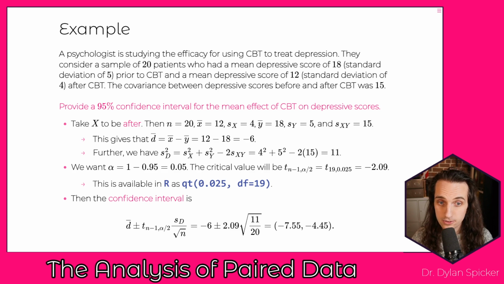And so then our confidence interval, we simply plug in d bar plus or minus our critical value times the standard error. Plug that in, we get negative 6 plus or minus 2.09 times the square root of 11, which is our variance, over 20 for our sample size here. And walking through, this gives us negative 7.55 up to negative 4.45. So that's our 95% confidence interval for the effect of CBT on these depressive scores.